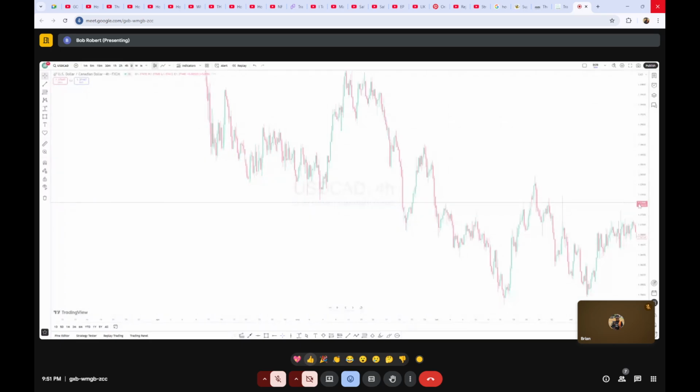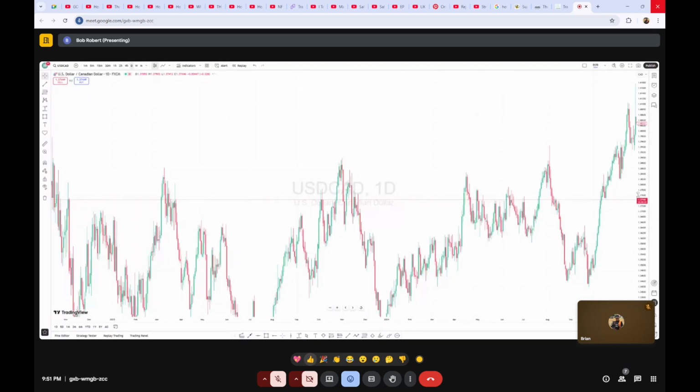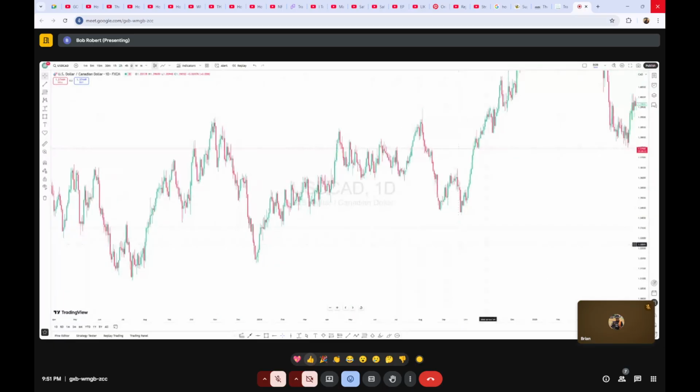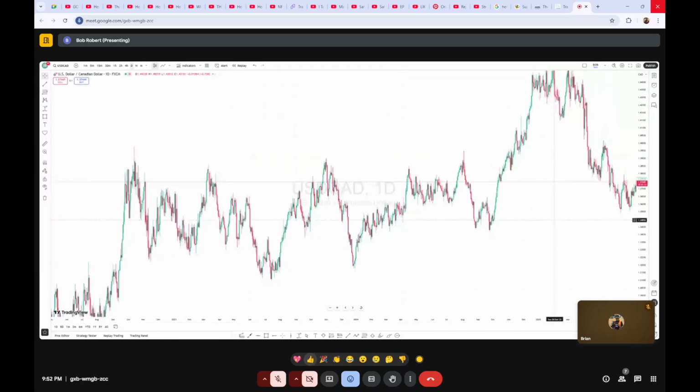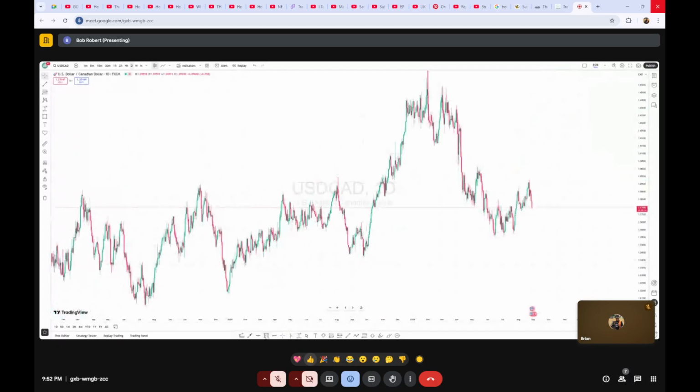Let me use a higher time frame. Look at this zone here. See, the market spent a lot of time here as opposed to at this level here. So this tells you this zone is very strong as compared to this, and that's why this zone has been taken out easily.